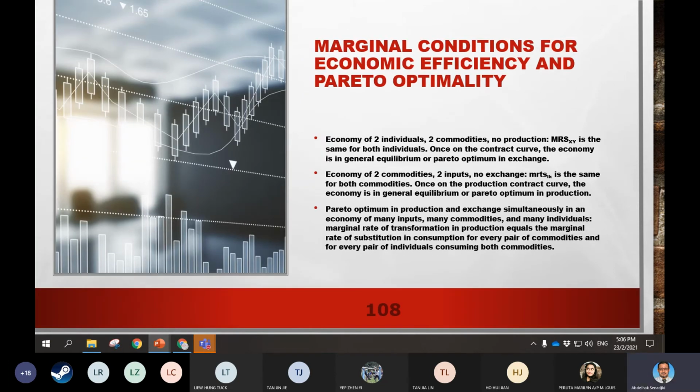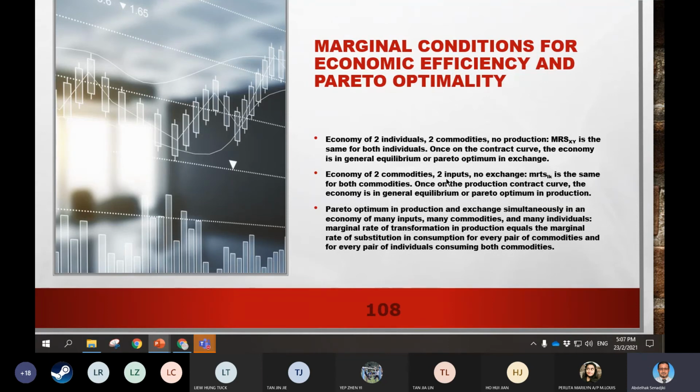The marginal condition for economic efficiency and Pareto optimality also: if we assume an economy of two individuals, two commodities, no production, the marginal rate of substitution is the same for both individuals. Once on the contract curve, the economy is in general equilibrium, or a Pareto optimum in exchange.